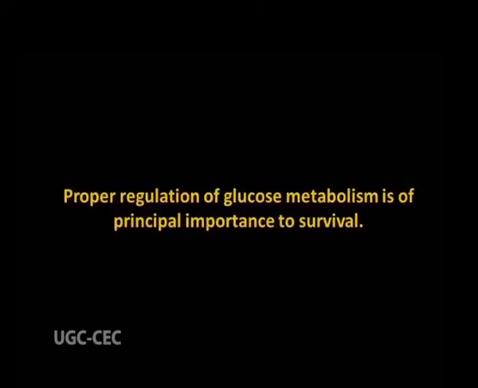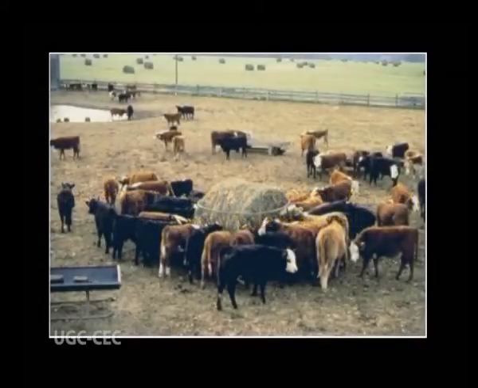Glucose, the prevalent, not combined or free sugar circulating in the blood of the higher animals, is essential to cell function. The proper regulation of glucose metabolism is of principal importance to survival. The ability of some living beings such as cattle, sheep and goat to convert the polysaccharides present in grass and similar feed into protein provides a major source of protein for humans.